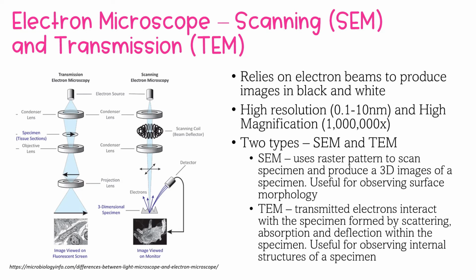The other type of microscope is the electron microscope. It's far more advanced than the light microscope. Unlike the light microscope, it does not rely on a light source, but rather on beams of electrons. Images produced are highly advanced compared to light microscopes. There are two main types: the scanning electron microscope, the SEM, which uses zigzag or raster patterns to scan a specimen and produce a 3D image, and the transmission electron microscope, the TEM, which works by transmitted electrons interacting with the specimen by scattering, absorbing, or deflecting within the specimen.